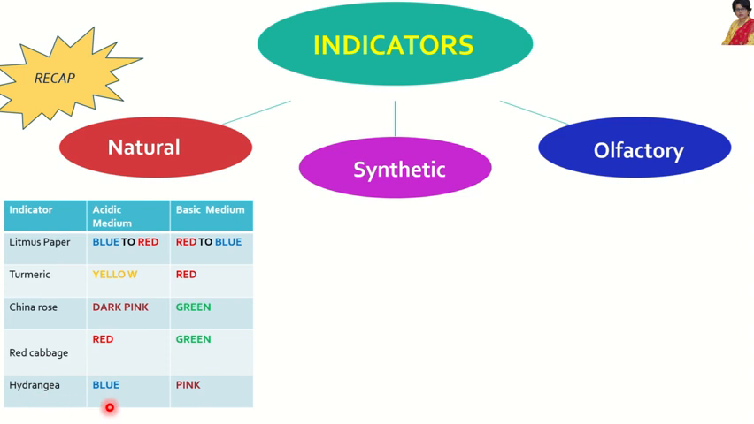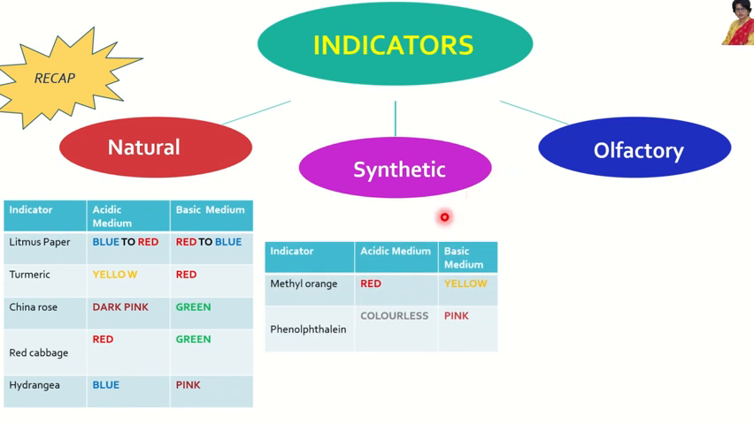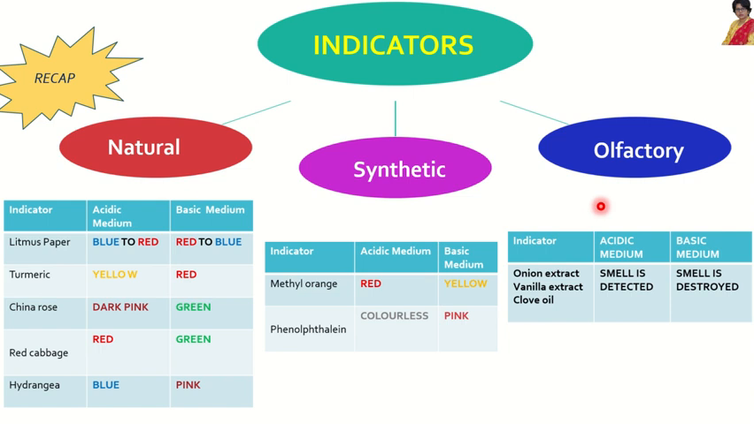Hydrangea, in acidic medium the petals will be blue in color, it will remain same, and in basic medium petals will change into pink color. Synthetic indicators, methyl orange indicator, acidic medium it will turn to red and basic medium yellow. Phenolphthalein indicator, acidic medium it will be colorless and basic medium it is pink.